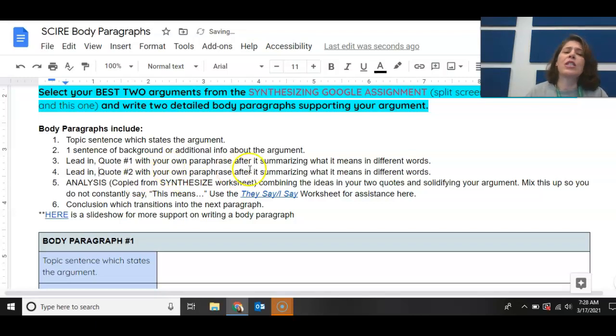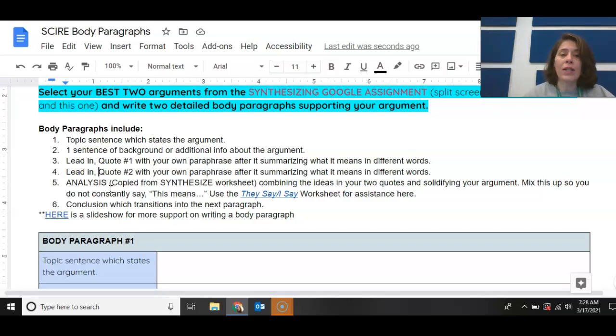And remember, in each of these body paragraphs, you're going to have two quotes. So then after your first one with your paraphrase, you're going to have your second quote with your paraphrase, and then your analysis. This is number 5. Now, this analysis you've already done. This is on your synthesizing worksheet that you just finished, okay? This is where you combined your ideas of those two quotes together in your own words to solidify your argument.